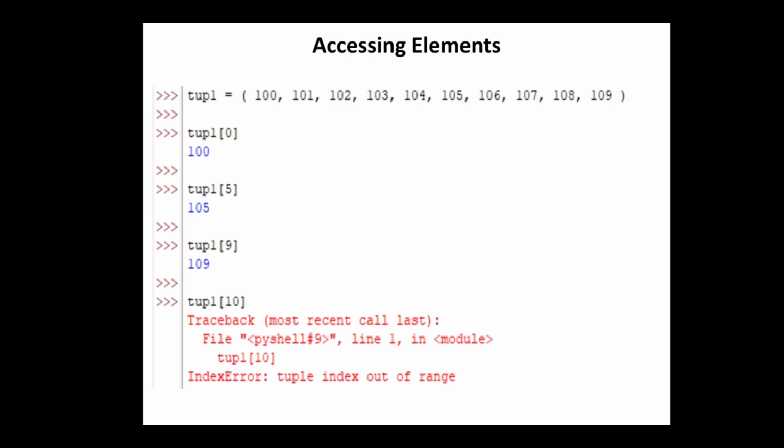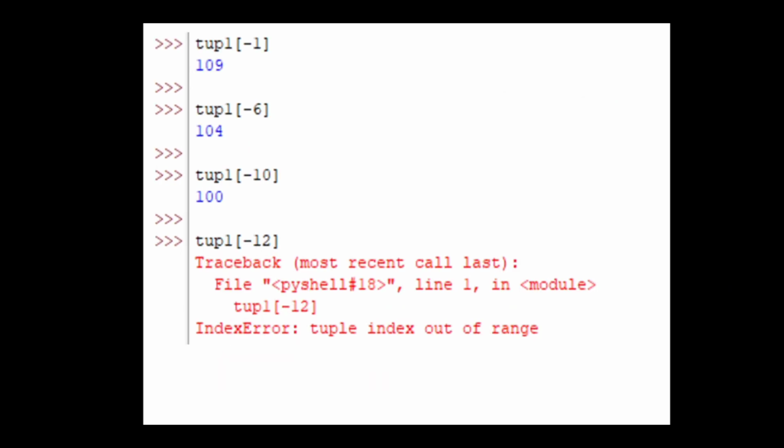Now accessing elements, just using tup1 is this. So tup1[0] is 100, tup1[5] is 105, tup1[9] is 109. But if we try to find out tup1[10], now 10 elements are there. Indexing starts from 0 to 9. So index 10 is not there. So index error comes. That means tuple index out of range. Same way, tup1[-1] is 109, tup1[-6] is 104, tup1[-10] is 100. But if you try to find out tup1[-12], same thing, index error, tuple index out of range.